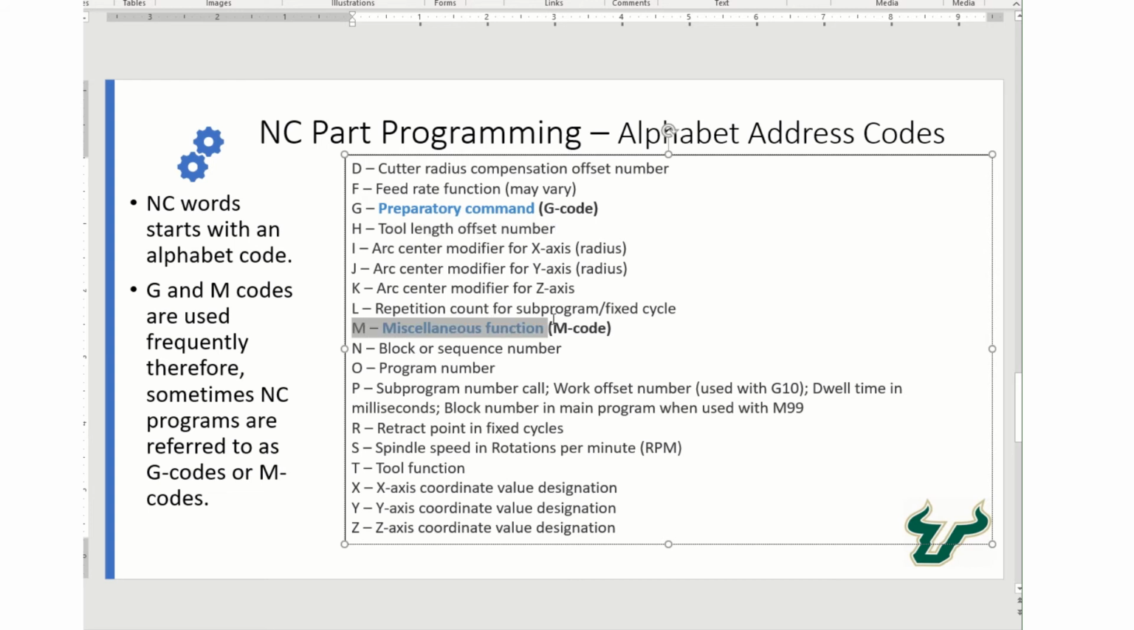Then also you have the M codes, which are the special auxiliary functions, like the spindle or the coolants on and off. N stands for the block number or the sequence number. O is the program number, and so on. So you can again read through all these different alphabet codes. The idea is that you should be familiar with the different NC programming codes.